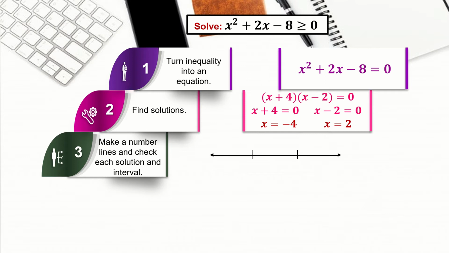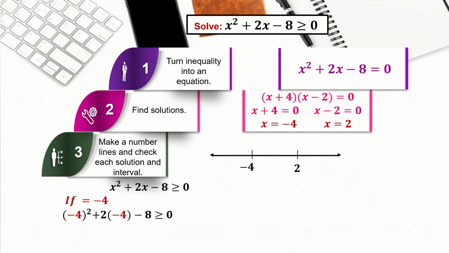Let's do the number line. So, we have negative 4 and positive 2. Then, check each solution and interval. So, the negative 4 here and positive 2 is the boundary. So, substitute negative 4 in the given equation.